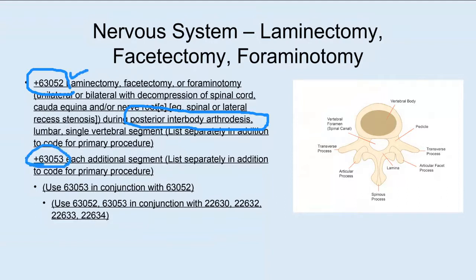And 63053 is for each additional segment. This is for a single segment. So the nervous system and musculoskeletal system kind of combined here to refer to one another. Do not use 63053 with 63052 and use these with the fusion codes in the musculoskeletal system here.